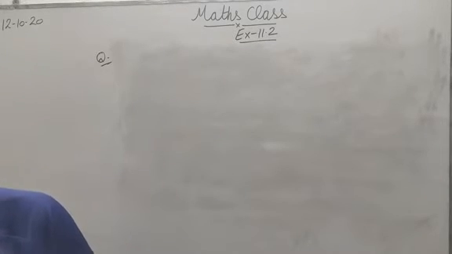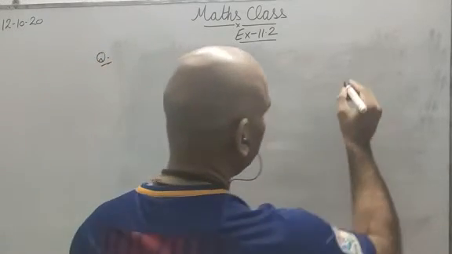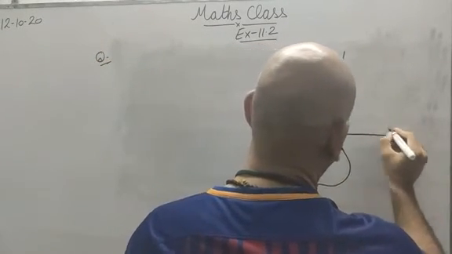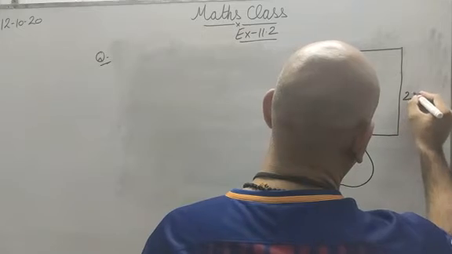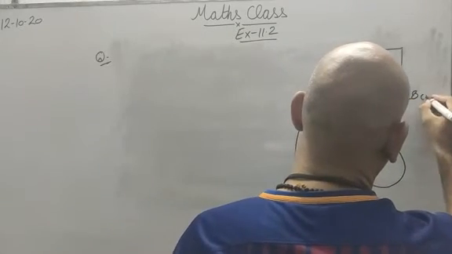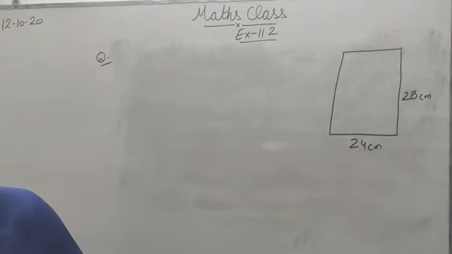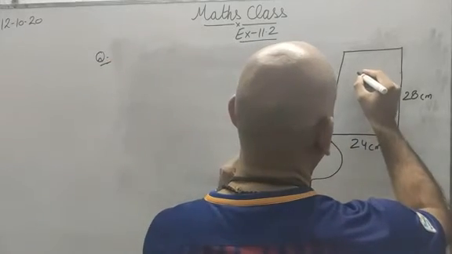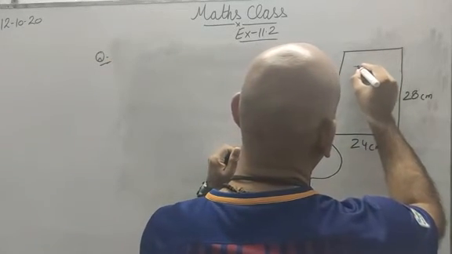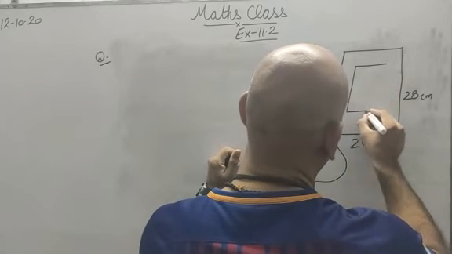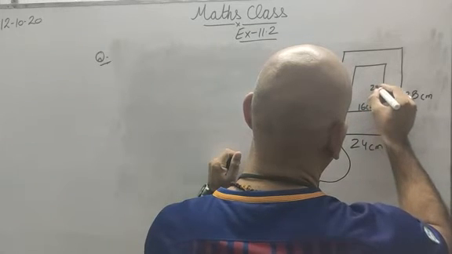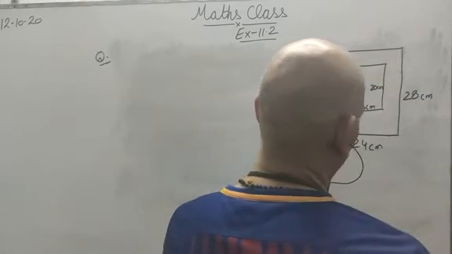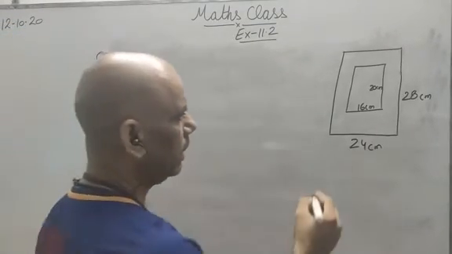Diagram of the adjacent picture frame, outer dimension 24 by 28. Look, this was a 24 by 28 photo frame, okay, 24 centimeter by 28 centimeter, and the inner dimensions 16 centimeter by 20 centimeter. Where is the photo placed in this? 16 centimeter by 20 centimeter. This 16 centimeter and this 20 centimeter. And then he has joined these lines.